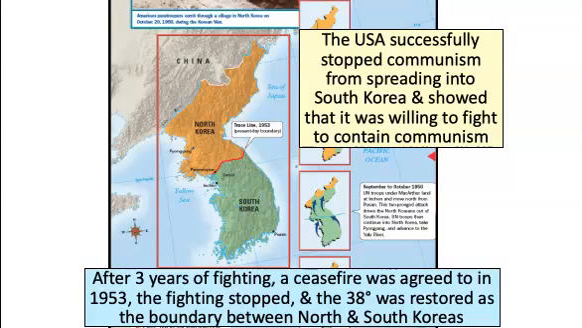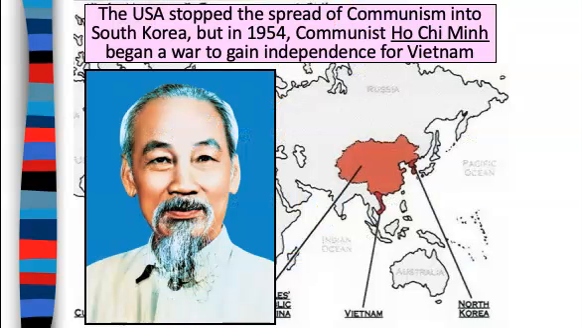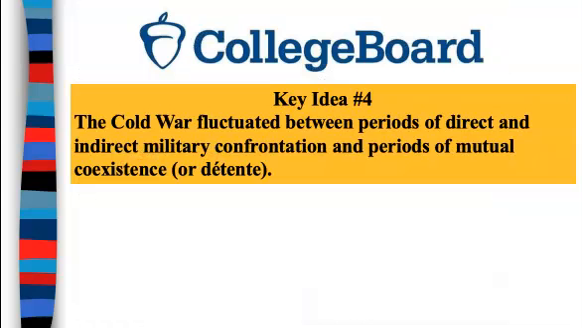Now, the U.S., though, at the same time in Asia, even though we had stopped it in South Korea, in 1954, Communist Ho Chi Minh is going to begin a war to gain independence for Vietnam. Now, we'll talk about that war in a later episode, leading us, finally, to key idea number 4. The Cold War fluctuated between periods of direct and indirect military confrontation and periods of mutual coexistence or détente.